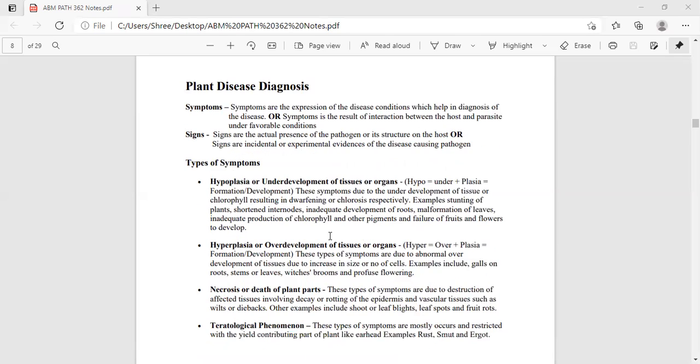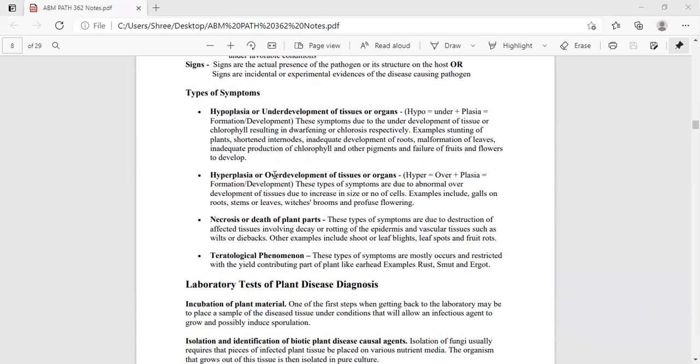The second type of symptom is hyperplasia, or overdevelopment of the tissue. Hyper means over, plasia means formation or development. These symptoms are due to abnormal overdevelopment of the tissue due to an increase in the size or number of cells. So when there is multiple development of cells, or the size of the cells increases, it is known as overdevelopment of the tissue.